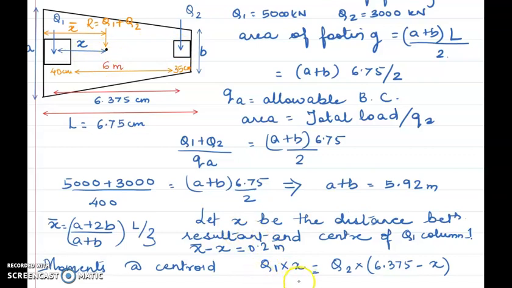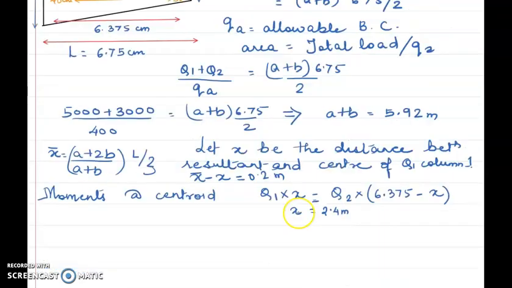So this will give me X is equal to, calculate, X is equal to, you will pause the video and calculate, you will get the answer as somewhere around 2.4 meters. So now X is equal to 2.4, that means what will be the value of X bar here? If X is 2.4, what will be the value of X bar? X bar will be 2.6 meters.